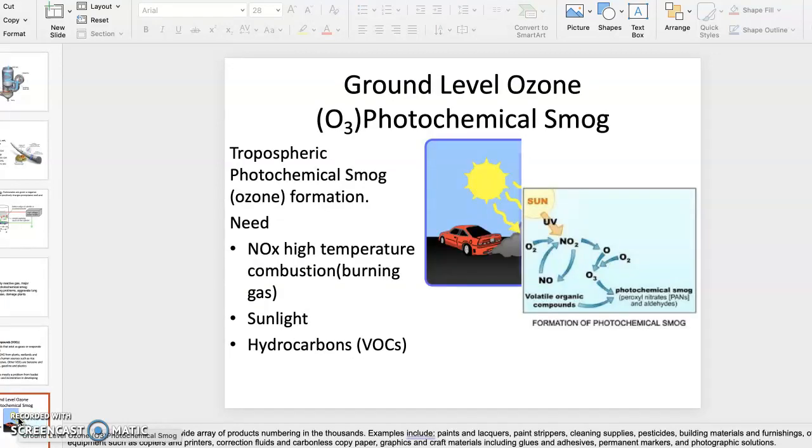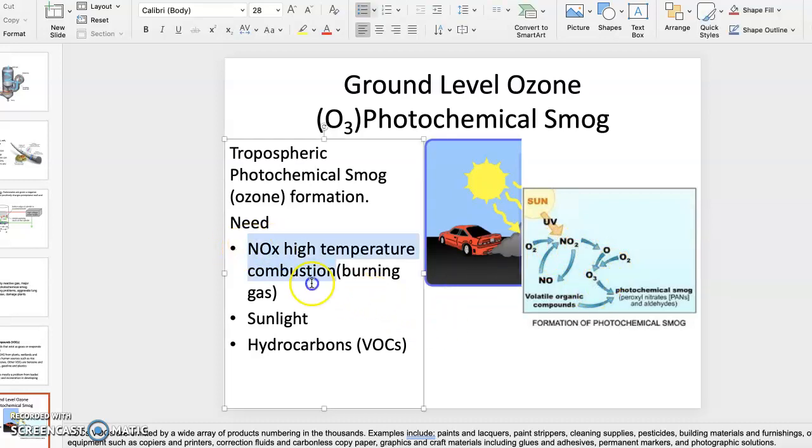Ground level ozone. There's a question. Write the equation for ground level ozone. It's O3. And it's tropospheric photochemical smog formation. You have a combination of different things. You have nitrogen oxide or NOx through high temperature, and it combines with sunlight and hydrocarbons. So write that in a chemical equation or formula in your booklet. Pause it and do that.